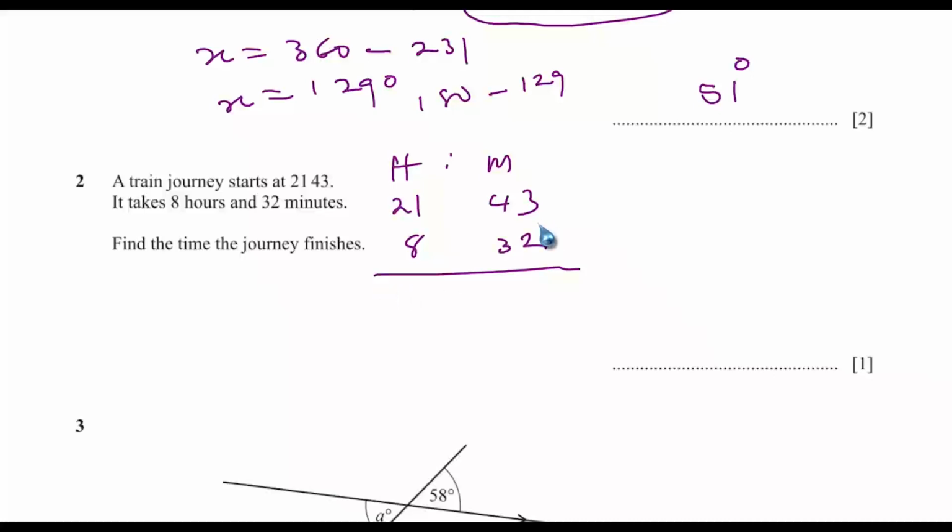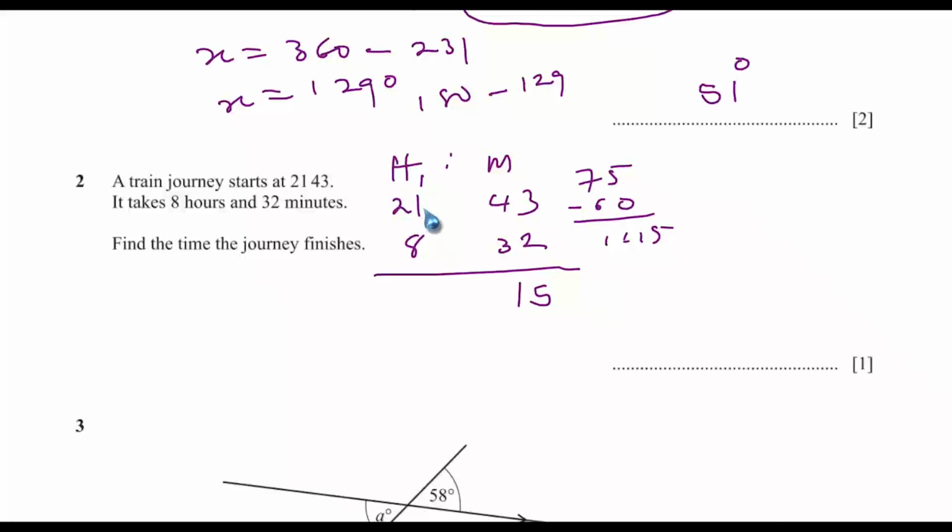If you add 43 minutes to 32 minutes, that will give you 75 minutes. But of course, you cannot put down 75 here because it's more than the necessary minutes. You cannot go beyond 59 minutes here. So you have 75 minutes. Then you can subtract 60 minutes, and you're going to have 1 hour 15 minutes. So 75 minutes is the same as 1 hour 15 minutes. So you can write the 15 minutes here and keep an hour.